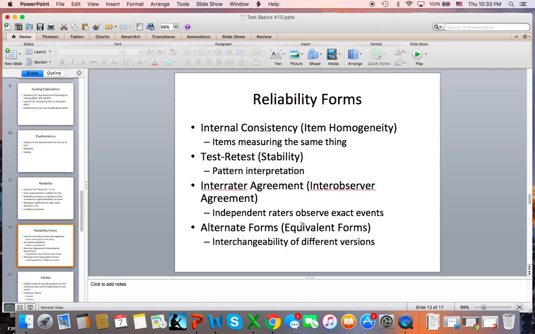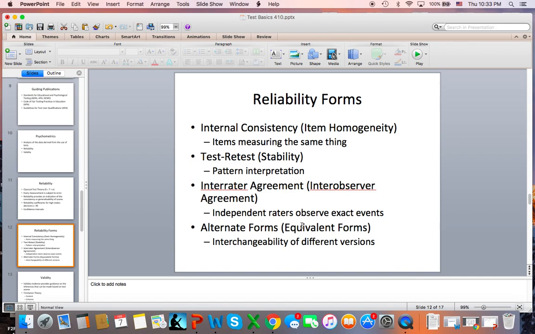So there are many different forms of reliability. Internal consistency takes a look at the homogeneity of the items. Are the items similar? Are they measuring the same skill or the same dimension of the same skill? It's at the item level.